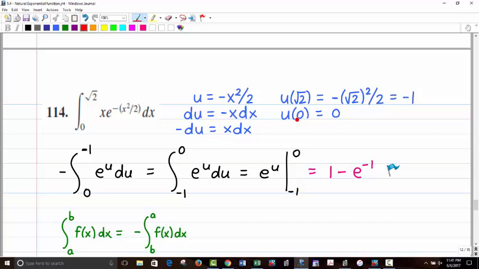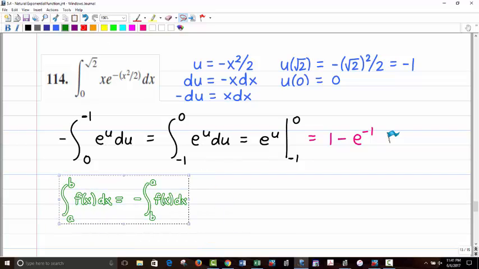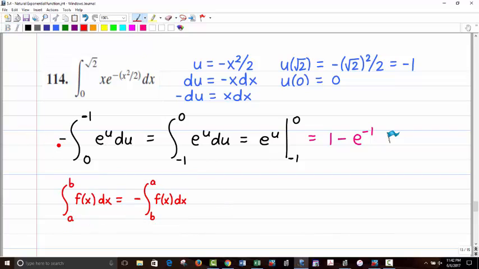And then I'm changing my limits of integration, so I'll put in square root of 2 into -x squared plus 2, I'll get -1. Put in 0 here, I'll get 0. So I have -1 on top, 0 on bottom, and a negative on the outside. And then I'm using this property of definite integrals right here, which you don't have to use, it's not required. I like using it because I like getting rid of those negatives. Anytime you flip the limits of integration like I did here, you're creating a negative, which will then eliminate the negative that's there.